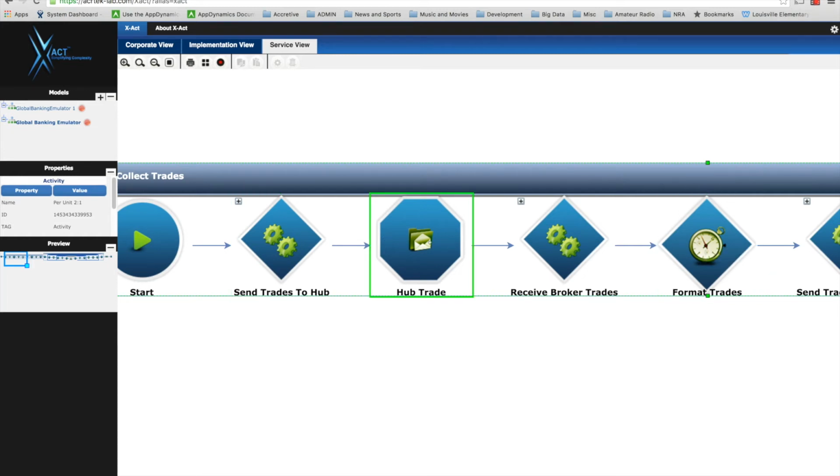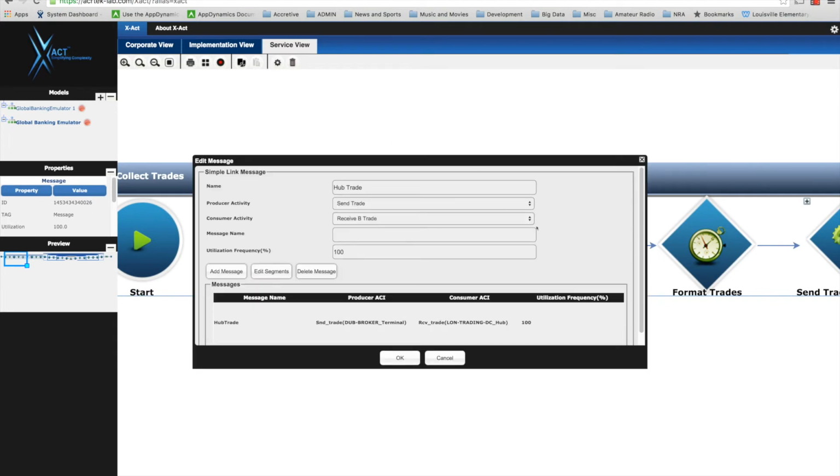If we select the message, we can see that it has a producing activity of send trade and a receiving, or consuming, activity of receive B trade. We can see that the component that the message is passed between is send trade on Dublin broker terminal to receive trade on London trading DC hub.